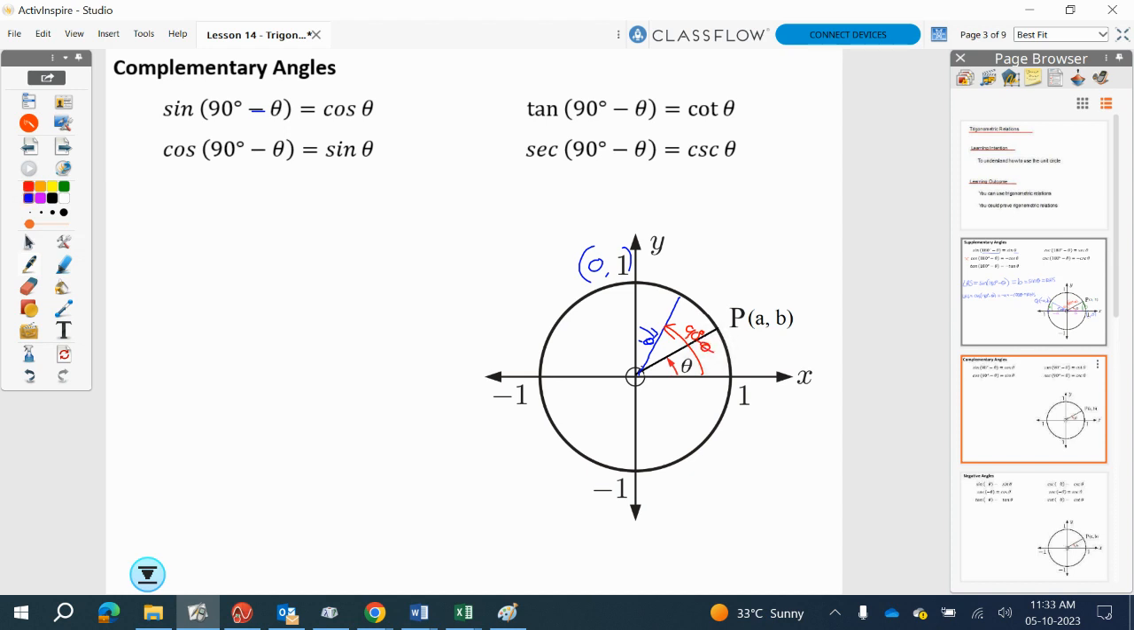So what are the coordinates of point Q? Discuss with the person next to you. What are the coordinates of point Q?